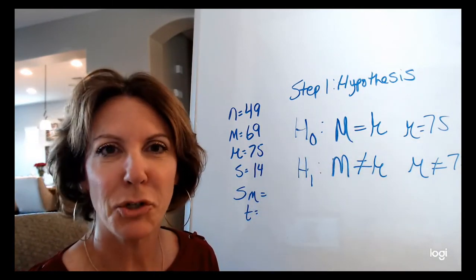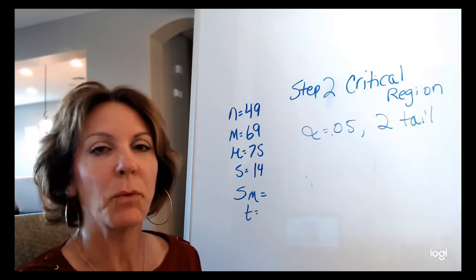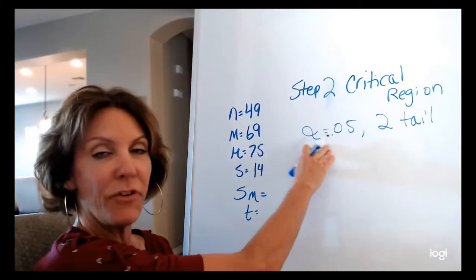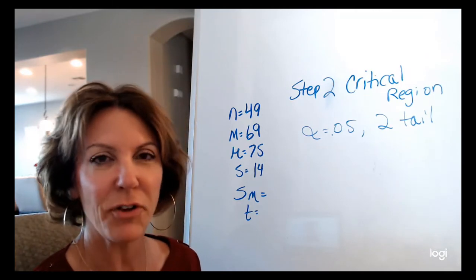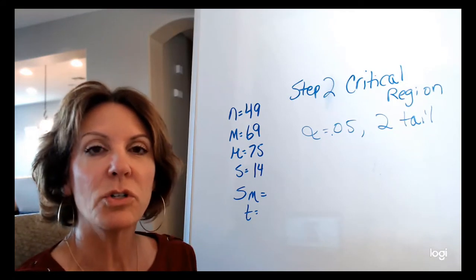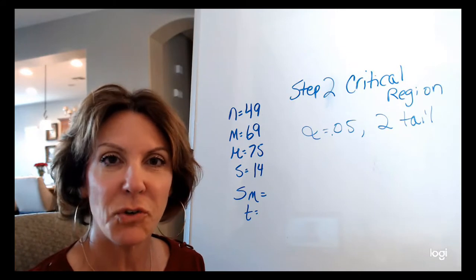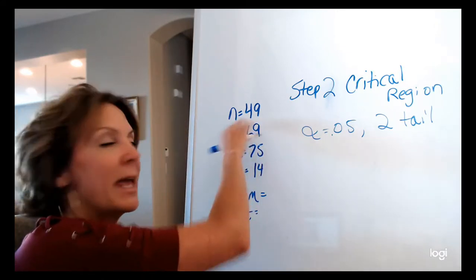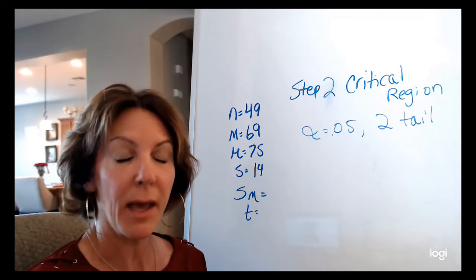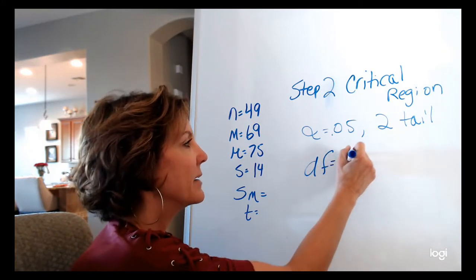Okay, let's try step 2. For step 2, we need to define our critical region, and we need some information to be able to do that. First of all, we have an alpha of 0.05, our preset alpha level, and we have a two-tailed test. In order to determine those critical boundaries, what we need first is our degrees of freedom. I have N equals 49 for how many people were in the sample, so N minus 1 is our degrees of freedom. Our degrees of freedom are 48.